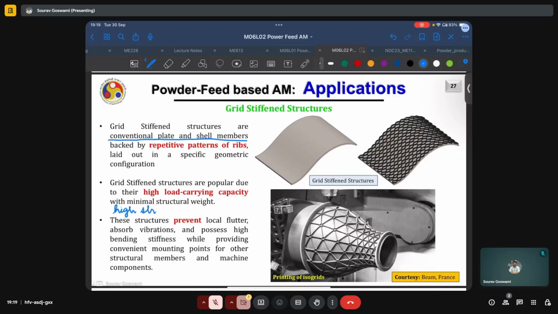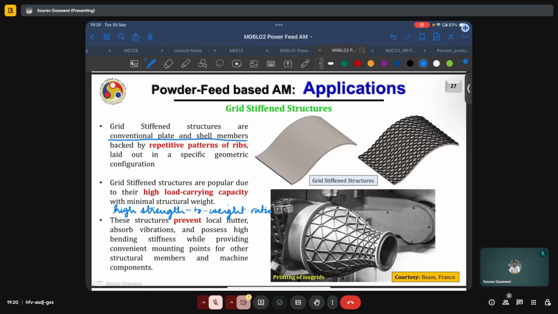high strength to weight ratio. A part designed using this paradigm will have very high strength but low weight, and so it is especially useful for aerospace and space applications.